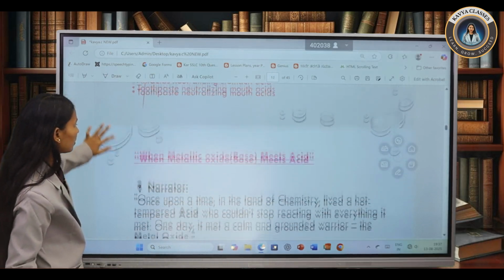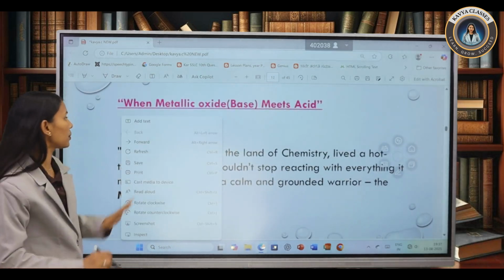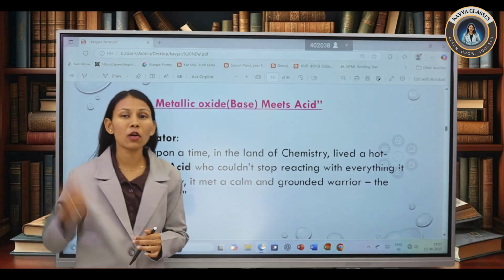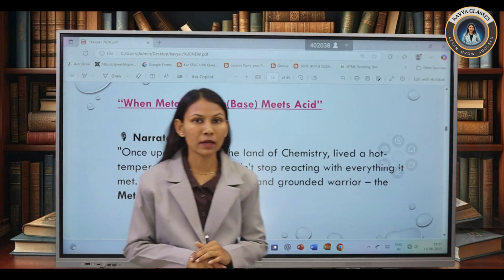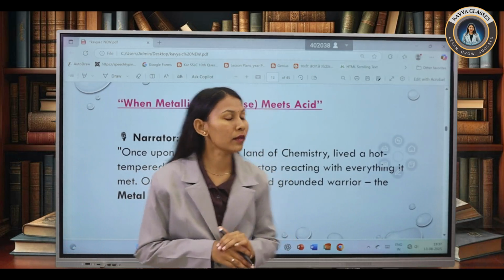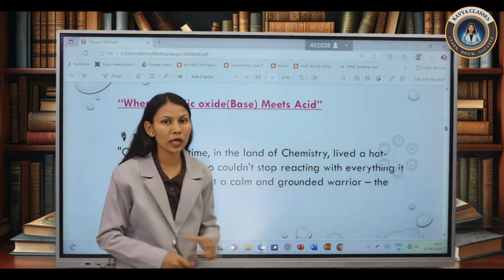Let us see our next concept: when a metal oxide, which is a base, meets an acid. Metal oxides are actually bases. So once they meet an acid, what happens?